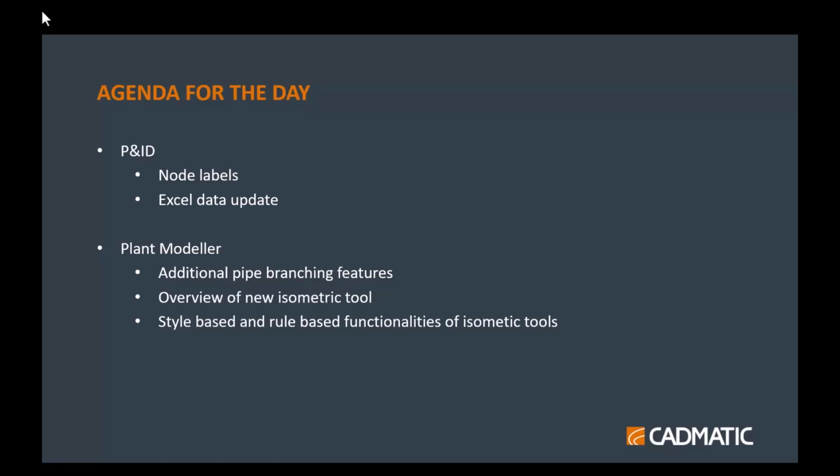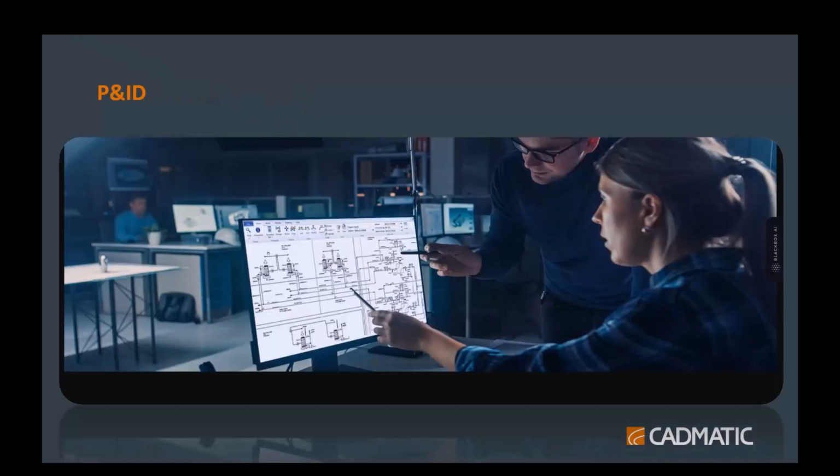Followed by that, in the plant modeler interface, we will look at some additional pipe branching features. Then we will have an overview of the new isometric tool. And lastly, we will conclude by looking at the style-based and the rule-based functionalities of the isometric tool. So let us begin with our P&ID environment.